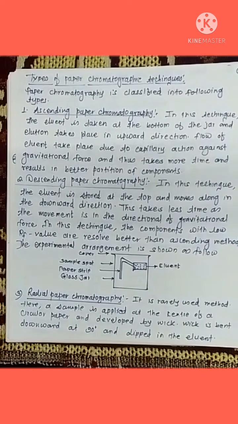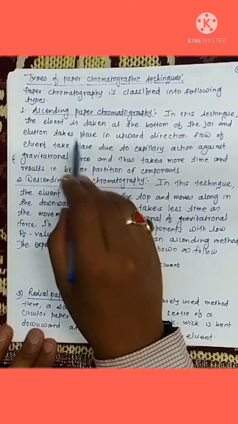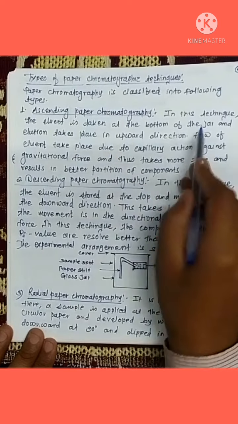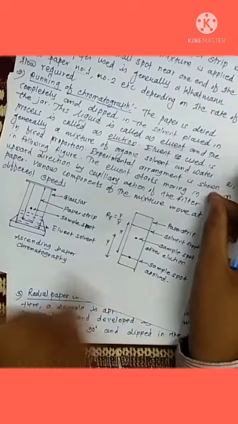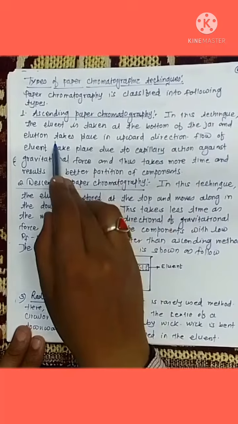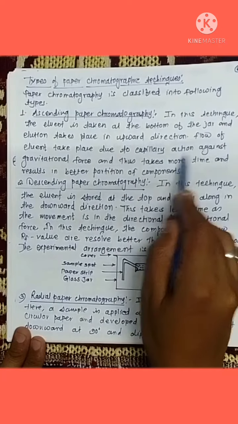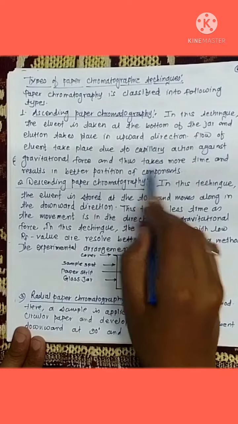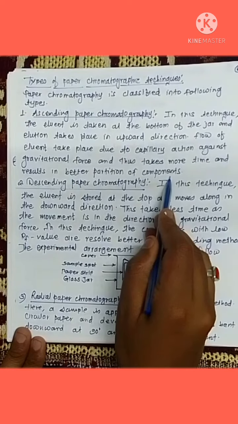So now we are going to see types of paper chromatography technique. So paper chromatographic technique is classified generally into 4 types. First is ascending paper chromatography. In this technique, the elutant is taken at the bottom of the jar. So this is the diagram of your ascending paper chromatography. And elution takes place in upward direction. Flow of elutant takes place due to the capillary action against the gravitational force, and thus takes more time and results in better partition of components.